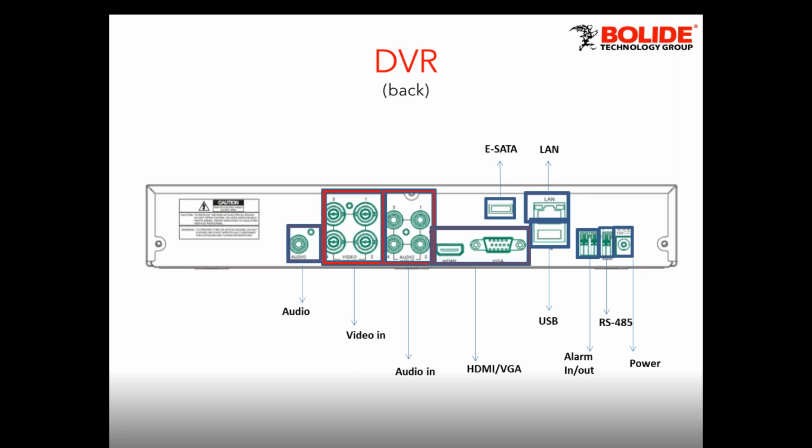These DVRs also have audio inputs, which is equal to the number of channels, and an audio output. You see here you have your LAN port. You have another USB in the back, and your RS-485 and alarm ports.